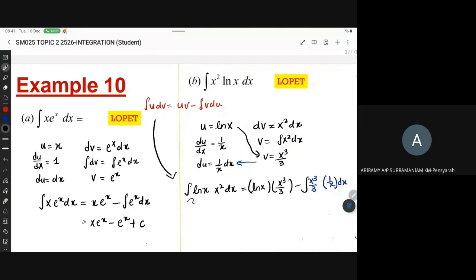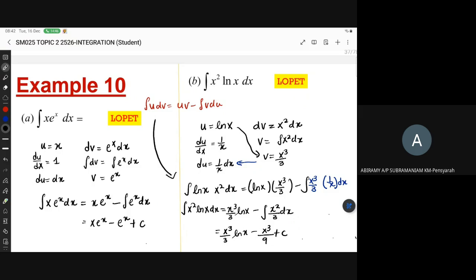So here we have integral of x squared ln x dx equals x cubed over 3 ln x minus integral of x cubed over 3 multiply 1 over x, which gives us x squared over 3 dx. What happens when we integrate x squared? We will be getting x cubed over 9 plus c. So the final answer is x cubed over 3 ln x minus x cubed over 9 plus c. I hope you are able to do by parts.